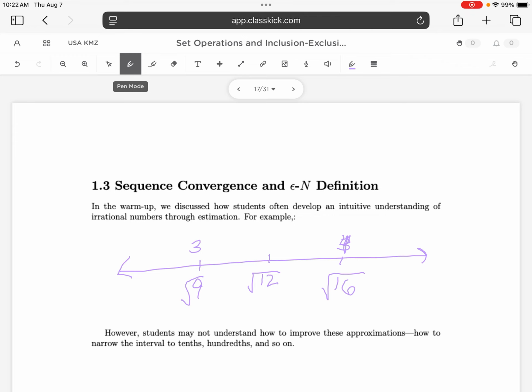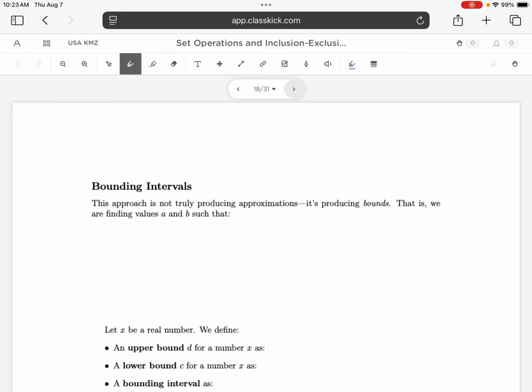Okay, and so students might not understand then how to improve those approximations. Like, is the square root of 12 3.5-ish, right? How do we know how to improve that approximation? A teacher could just say, okay, well, try 3.4 squared, try 3.5 squared, see if 12 is in between those two numbers. But, right, why do we try those specific decimals, right? And does this method necessarily guarantee that we're going to find success? So analysis kind of gives us some tools to help understand the answers to those.